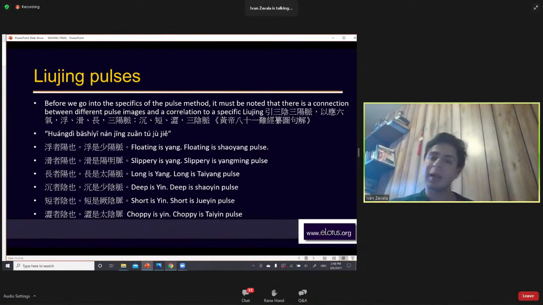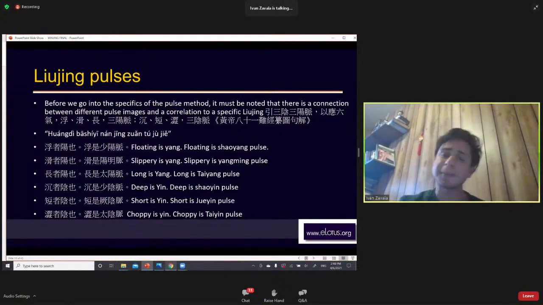Short is yin, short is a Jueyin pulse, because short means it's the opposite of taiyang. There's little blood, right? Little blood. There is little yin qi, right? You've lost the ability to consolidate, right? That's about Jueyin. You've lost the ability to have resources.